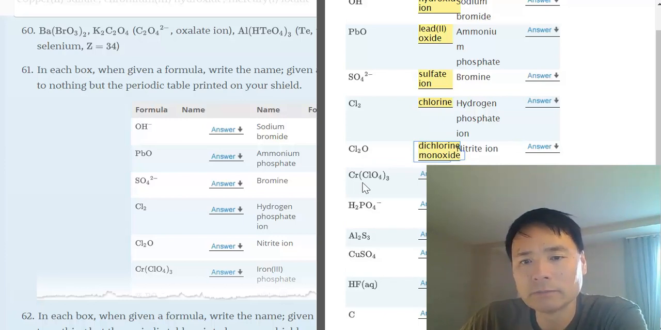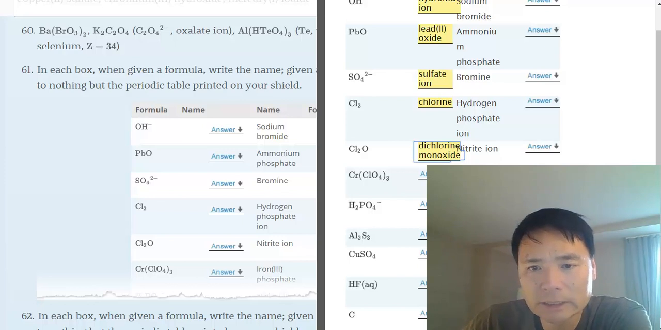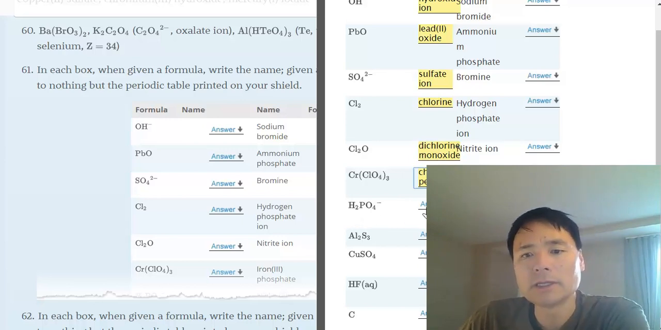Okay, chromium is a 2, 3. This is going to be chromium 3 plus, because this is perchlorate, chlorate ClO3, perchlorate ClO4 minus, 3 of those. So chromium, Roman numeral 3, perchlorate. Okay, this is an acid ion. This would be dihydrogen phosphate ion.